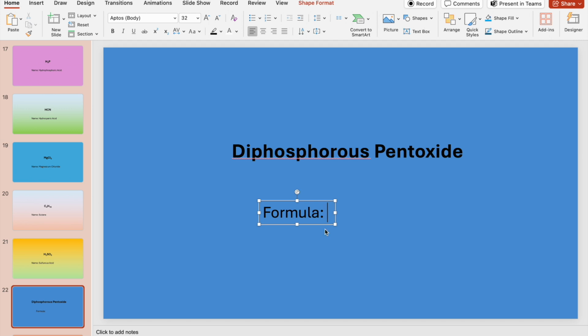This one should be pretty easy to write. So this is phosphorus, but I have two of them. So P2. Pentoxide, so O5. Oh, yeah, by the way, we're writing formulas now. So there we go. So diphosphorus pentoxide, P2O5. Cool.